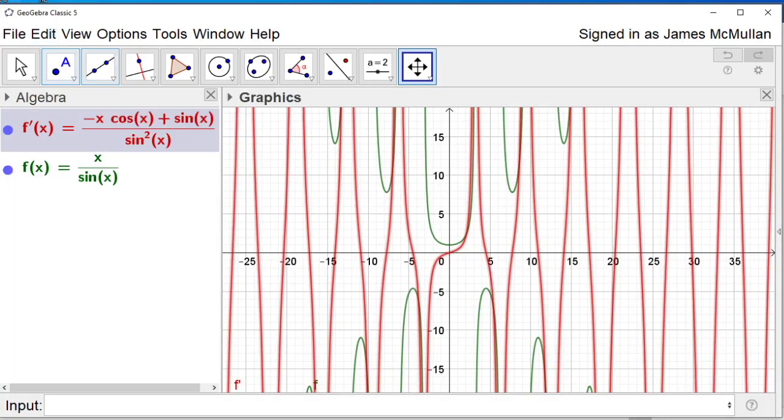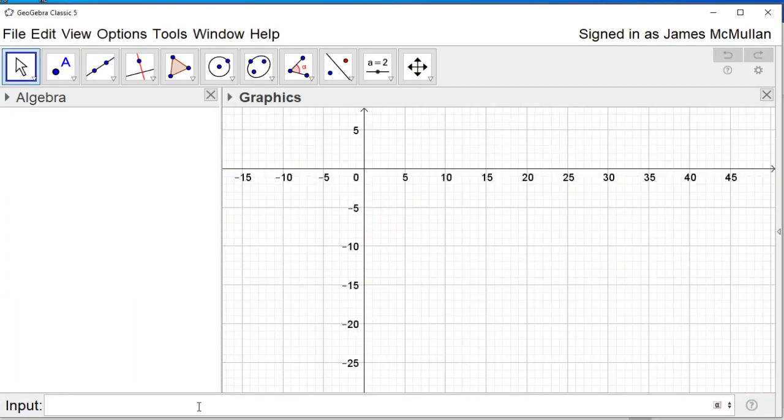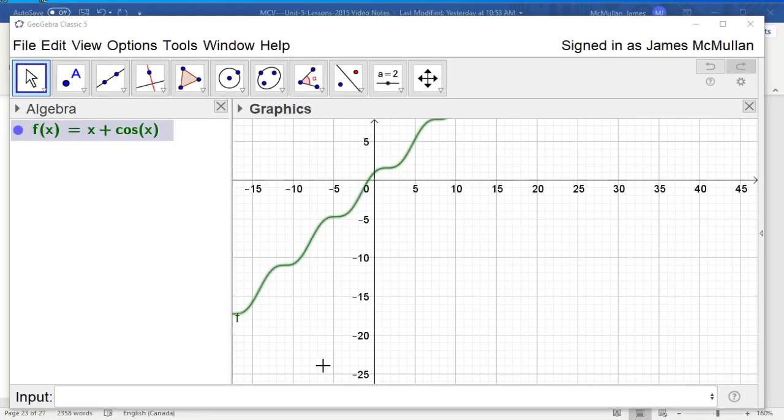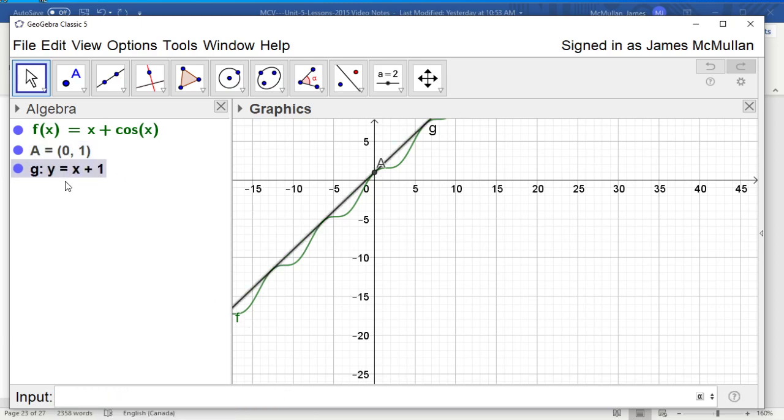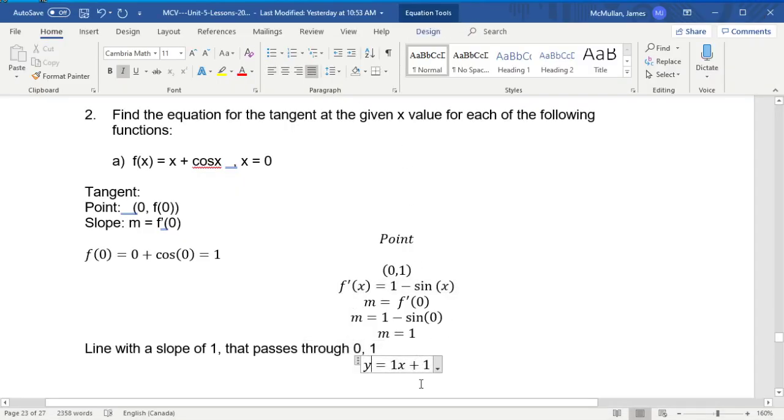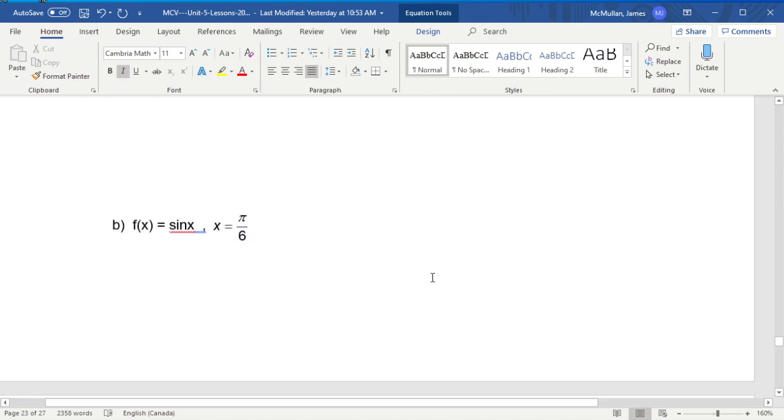So let's try this one and just check. So x plus cos x. Again, the idea here is we're looking for a point, a equals 0, f of 0. So there's the point when x is 0. And then we go tangent and it comes up with the tangent x plus 1, which is what we said, right? So there's the tangent that we needed.